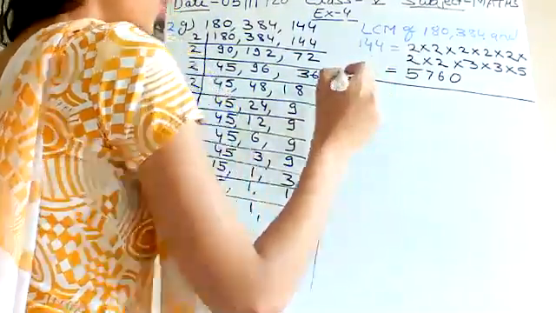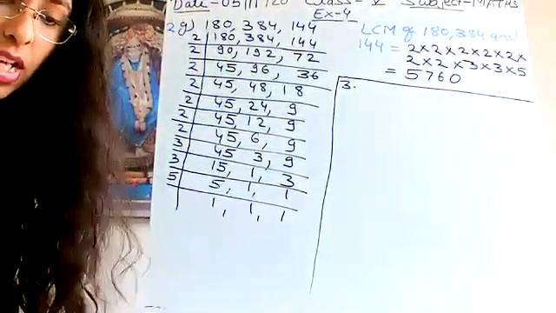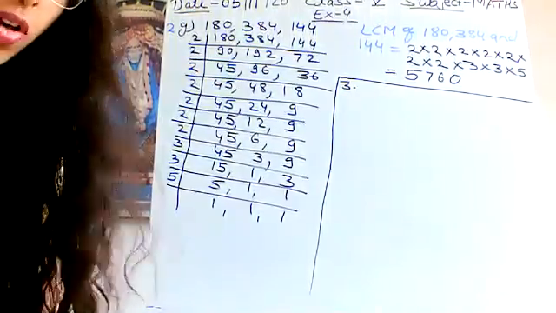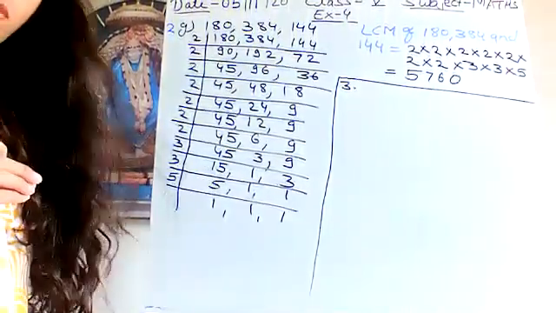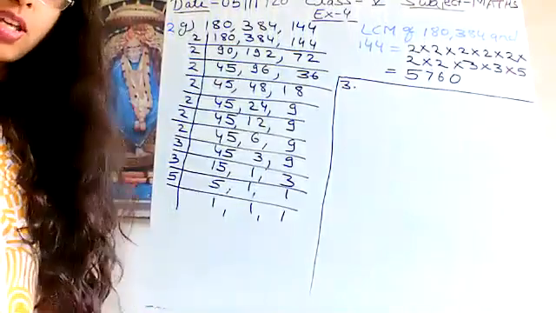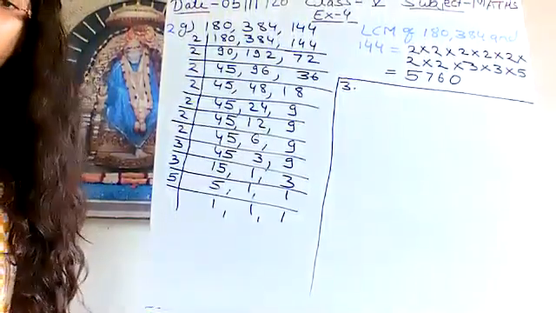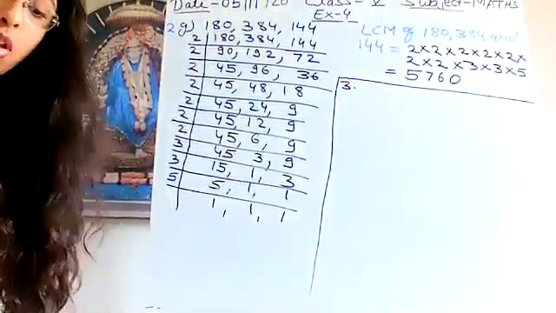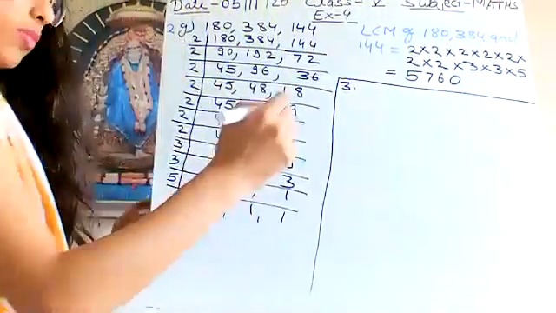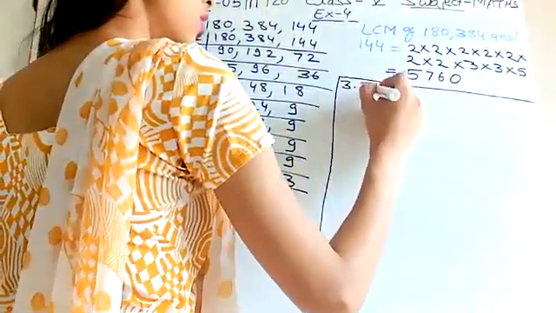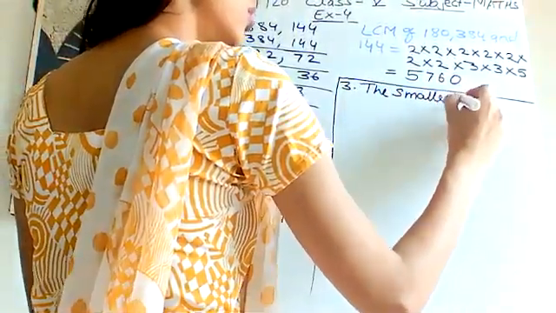Question number 3 is you have to find the smallest number which is exactly divisible by 105, 91 and 130. Means you have to find the number that should be smallest and which divides 105, 91 and 130 without leaving any remainder. Okay, so for finding that number we have to find LCM. Okay, so write down the smallest. This is the solution.